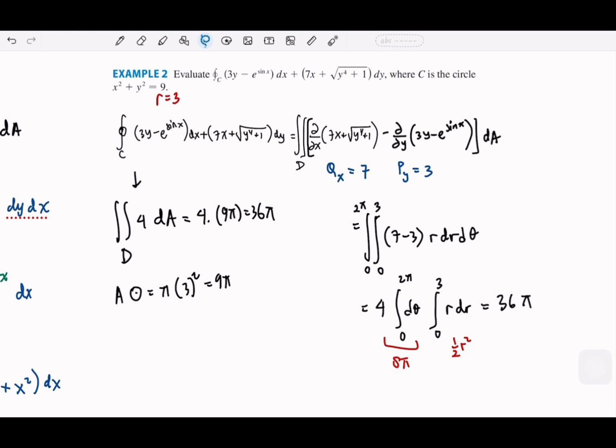Okay. This is just to show you we can apply Green's theorem with this, and you will know when you can apply it and which one is the best way to solve. This can be solved also by looking at it as a circle, right? So basically the area is 9 pi, and then we just multiply with 4, and that is our double integral.